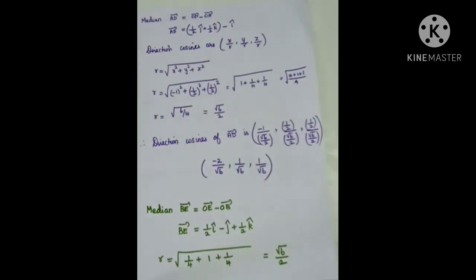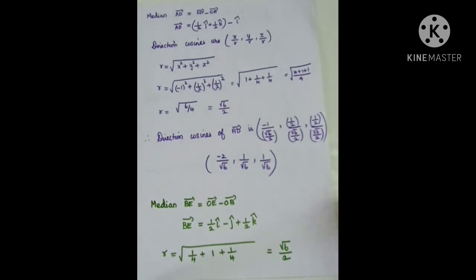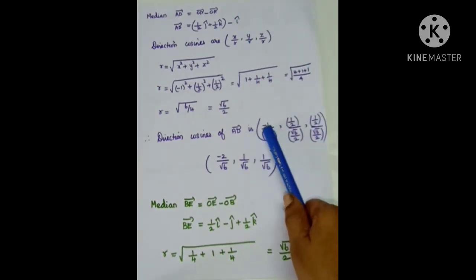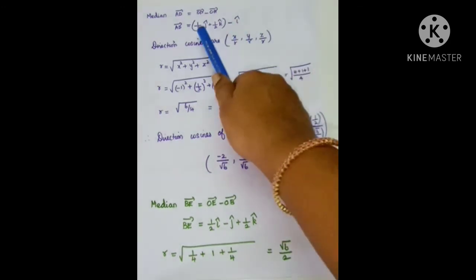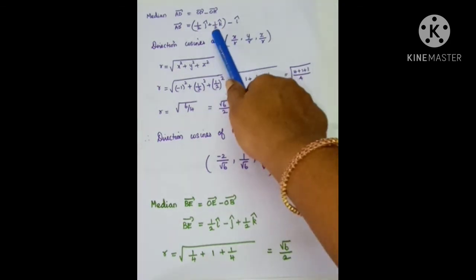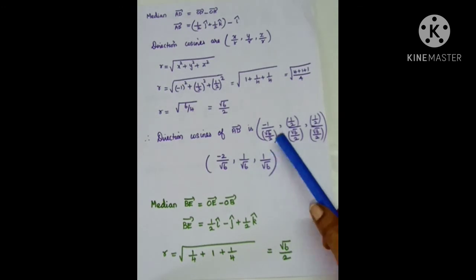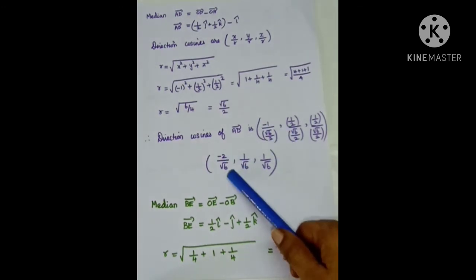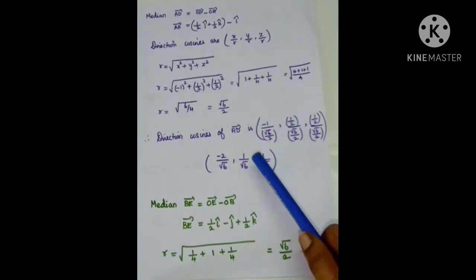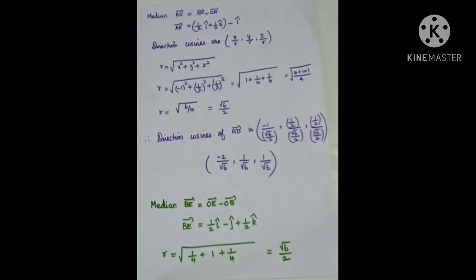R we have found. Okay, so you have to substitute in this formula, x by r. So what is x? I have said x is the coefficient of I cap. So that is minus 1. X is minus 1 divided by r. R is root 6 by 2. And comma, what is y? Y is the coefficient of J cap, that is half. Half divided by r, root 6 by 2. Comma, z. Z is the coefficient of K cap, that is half divided by root 6 by 2. So this 2 will go to the numerator. Minus 2 by root 6. This 2 and this 2 getting cancelled. So 1 by root 6 comma 1 by root 6. This is the direction cosines of the first median AD.